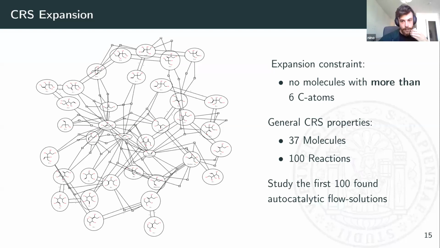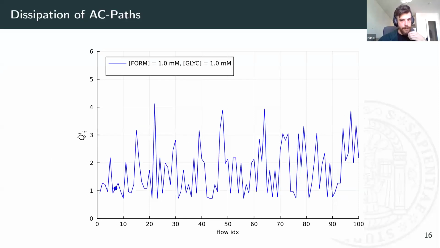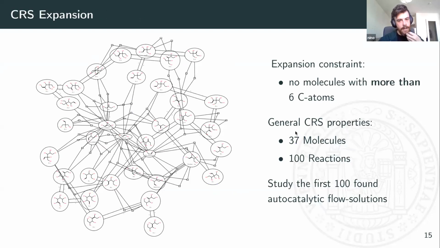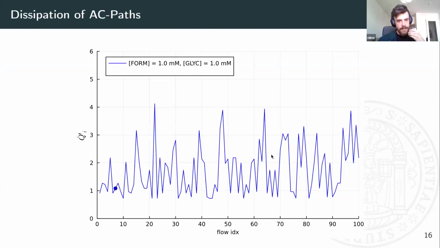Now comes the interesting thing, ranking these pathways. So for a first calculation of this pathway rank, you calculate the energies of formation for all these 37 molecules, and then calculate for all these 100 reactions the reaction energies and the equilibrium constants. Assuming initially that you have a concentration of 1 millimolar each of formaldehyde and glycolaldehyde, you put this into the Python package to get the equilibrium concentrations, and then calculate the equilibrium flux and the dissipation. You get this curve.